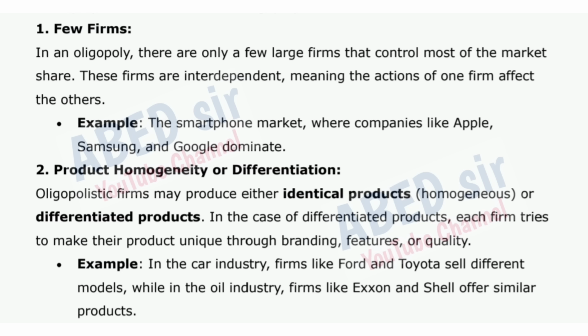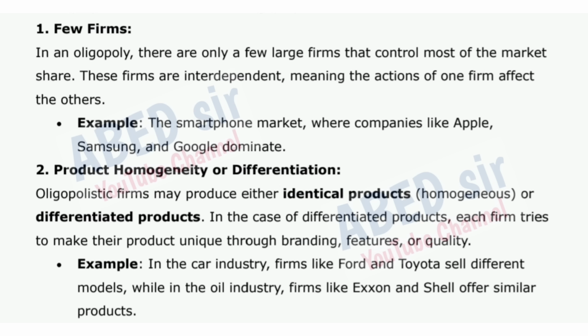1. Few firms. In an oligopoly, there are only a few large firms that control most of the market share. These firms are interdependent, meaning the actions of one firm affect the others. Example, the smartphone market, where companies like Apple, Samsung, and Google dominate.